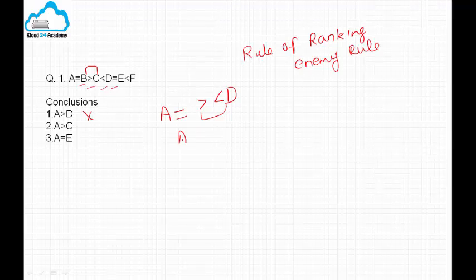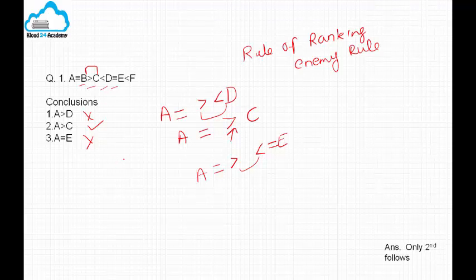Then we are asked between A and C. Between A and C we are given equal to, greater than. Here we'll apply rule of ranking. This is a pure symbol, it will be given first rank. So A is greater than C, yes. Then between A and E we have equal to, greater than, less than, equal to. Again enemy. So my answer will be only second follows, that is A greater than C. So the answer is only second follows.